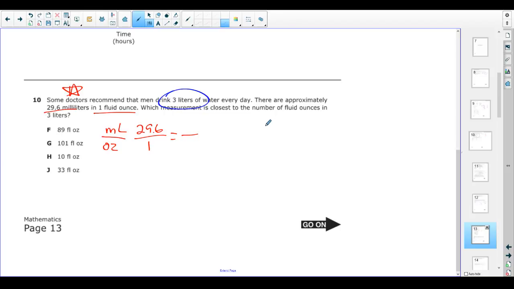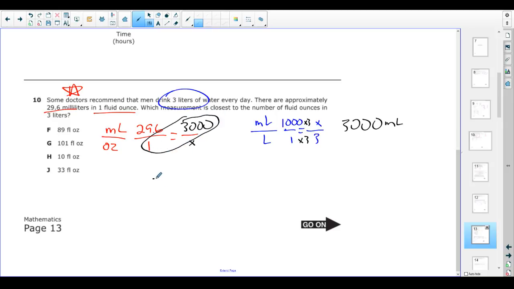So we also need to ask, how do we go from milliliters to liters? If we look on our formula chart, it tells us that there are 1,000 milliliters in every 1 liter, and we want to know how many that is in 3. Now it's not so bad, because this is just times 3, times 3. This is going to be 3,000 milliliters in 3 liters. Put 3,000 up top, x number of ounces. So we cross multiply.